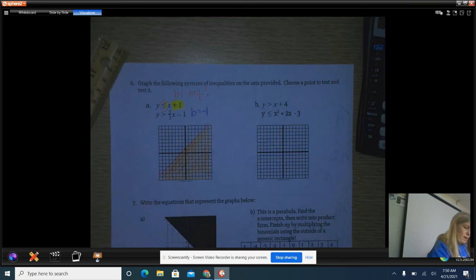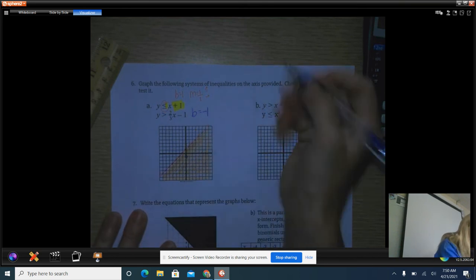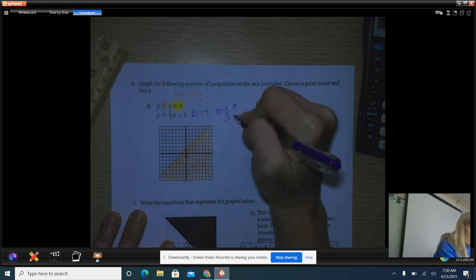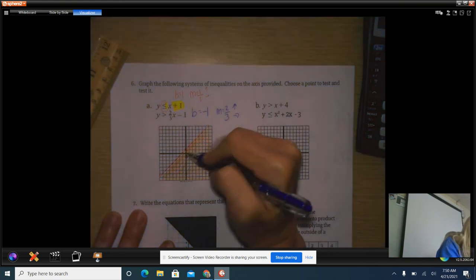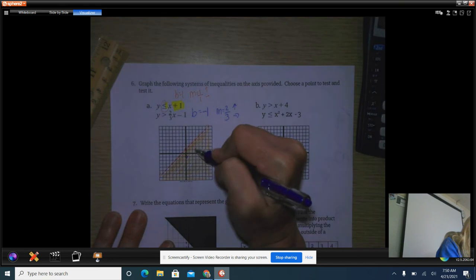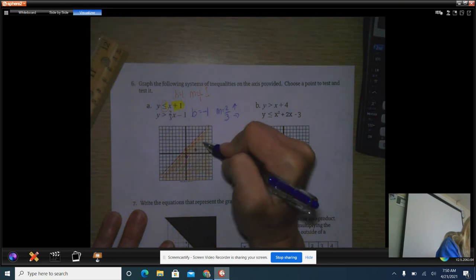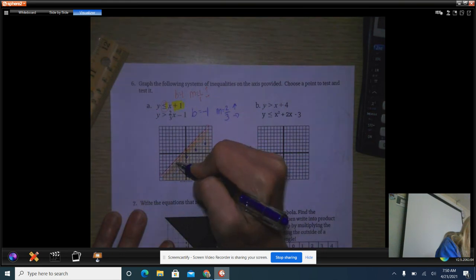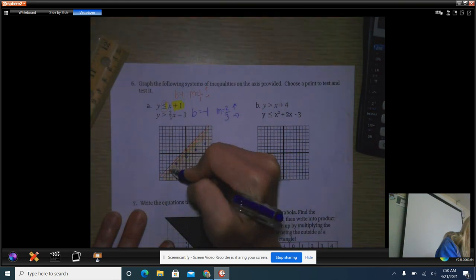Our second one has a y-intercept of negative 1. So we're going to make a dot there. And it has a slope of 2/3. So we're going to go up 2 and 3 to the right from that y-intercept. Up 2, 3 to the right. Down 2, 3 to the left.